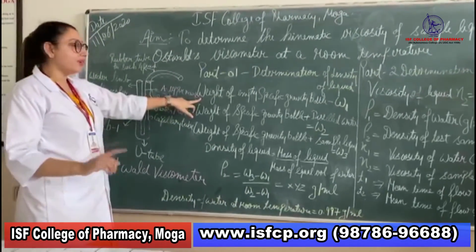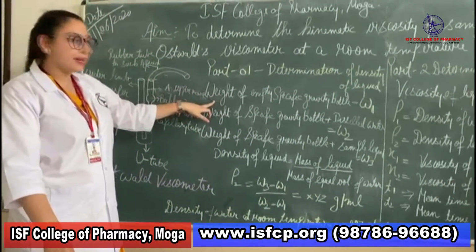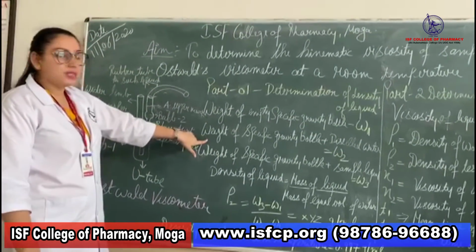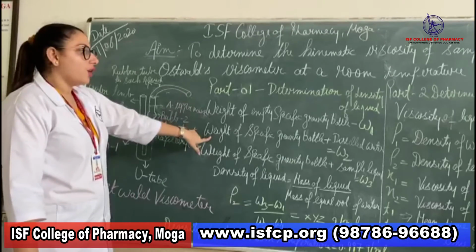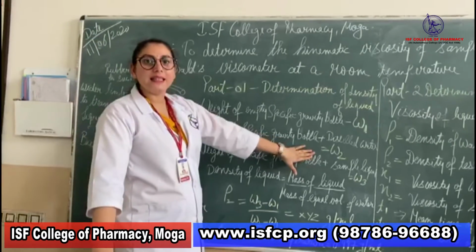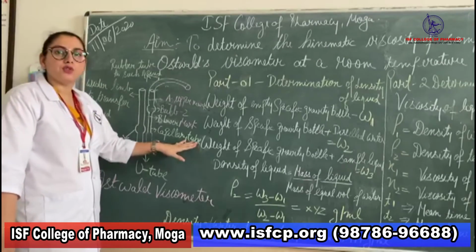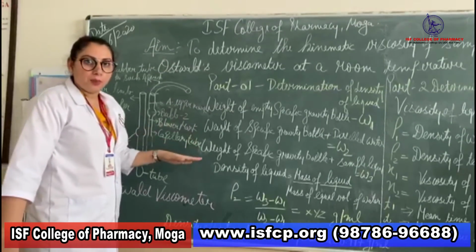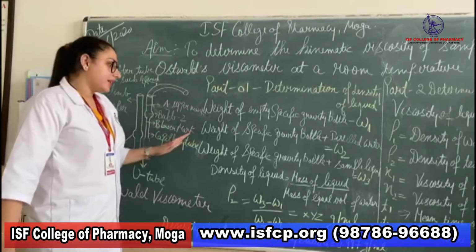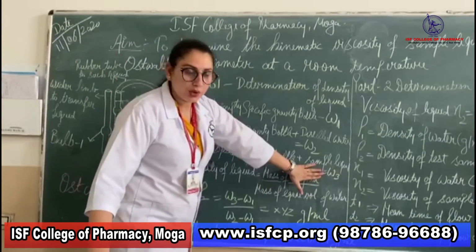First of all, we weigh the empty specific gravity bottle, and that is designated as W1. Then afterwards we calculated the weight of distilled water in our specific gravity bottle, that is designated as W2. Afterwards, in the same procedure, after washing the specific gravity bottle, we weighed the sample liquid along with the specific gravity bottle, and that has been designated as W3.